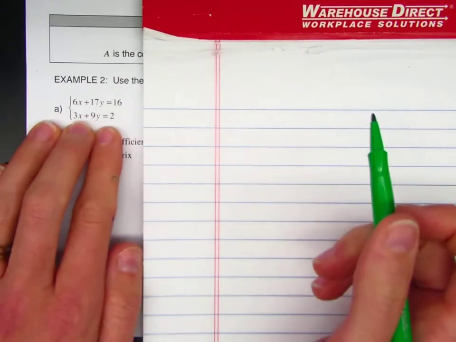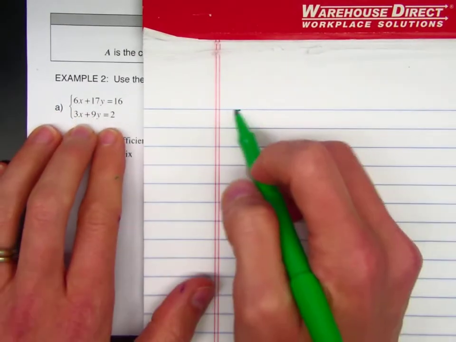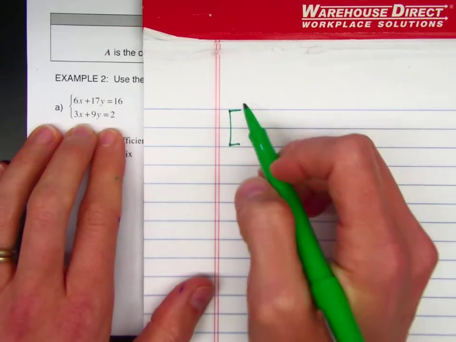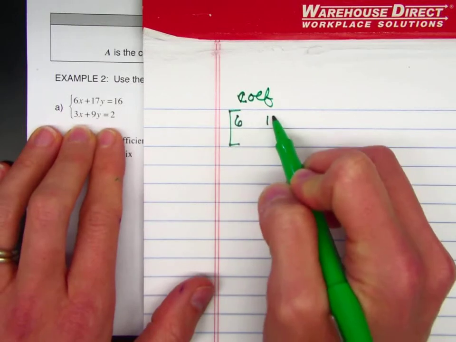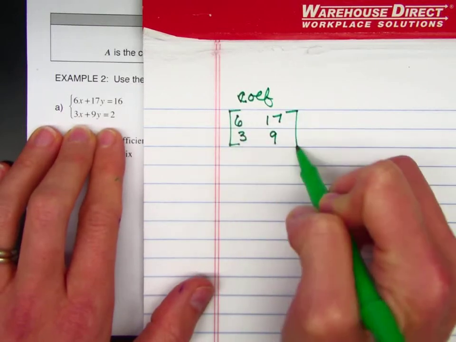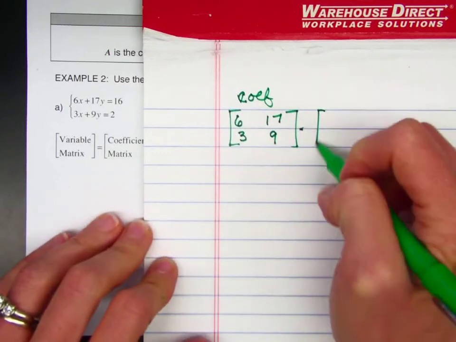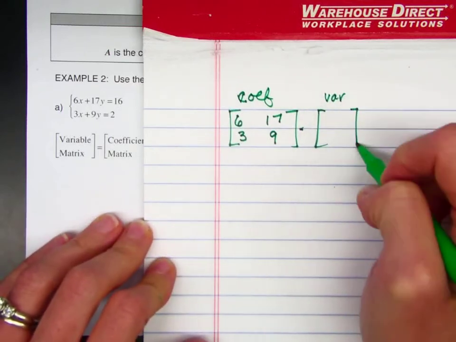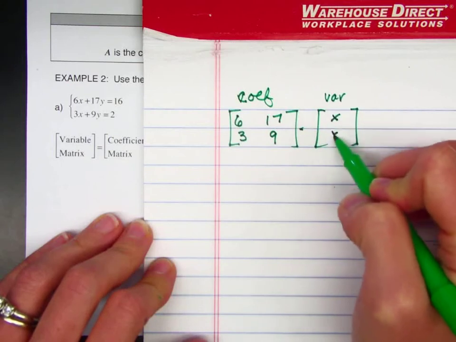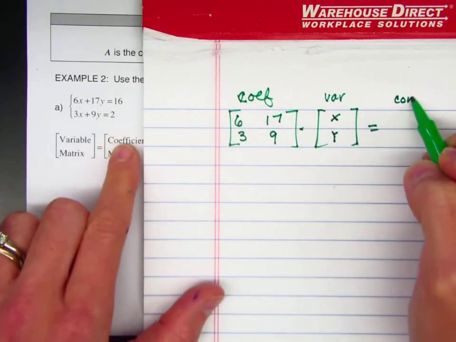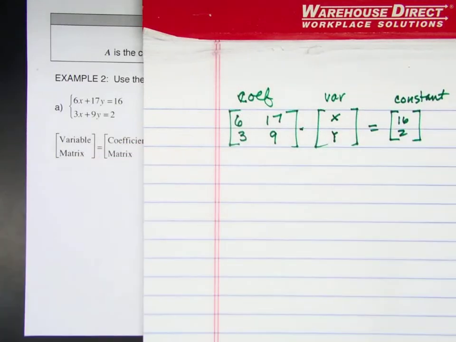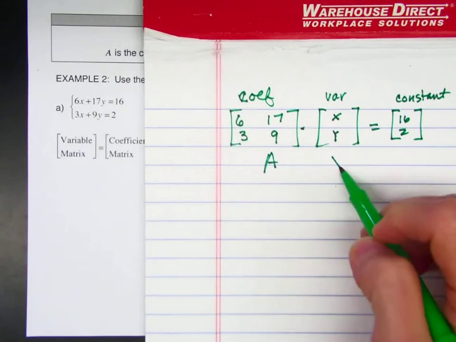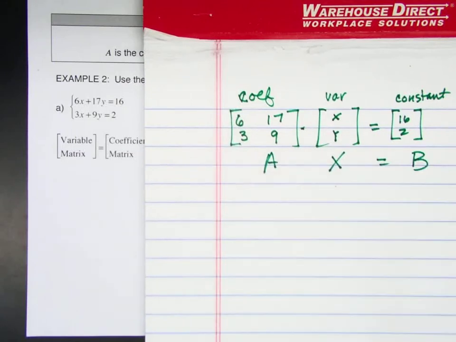Okay, well, the way I could write this using matrices is to use the coefficient matrix. So I would get 6, 17, 3, 9 times the variable matrix, which is x, y, equals the constant matrix, which is 16, 2. And these are all assigned names. This is A, this is X, and this is B. Is everybody okay with that? A, X, and B. Okay.